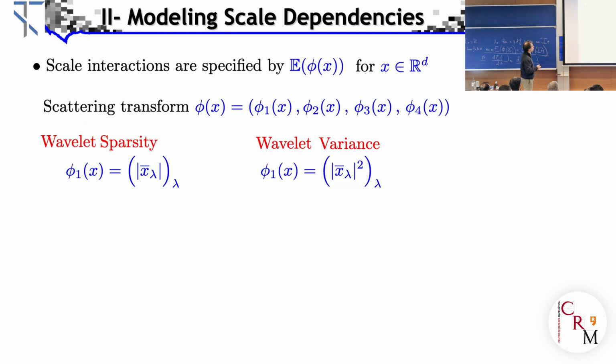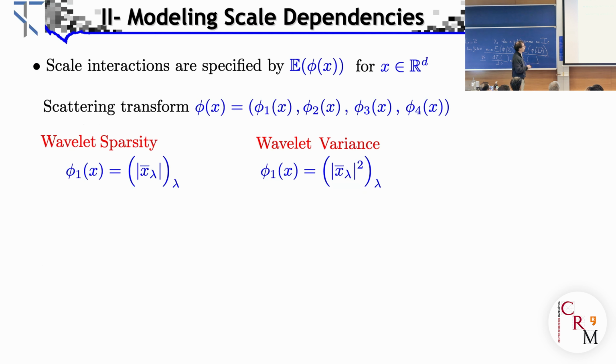So that's what we are going to do. I remind you, what we want to do is to compute a vector phi of x so that the expected value, the moments, gives you information about the probability distribution of the field you are interested in. And that's what we're going to do with this so-called wavelet scattering transform.